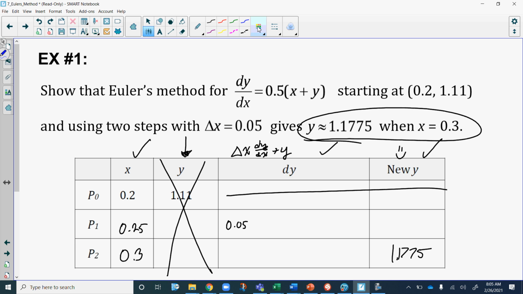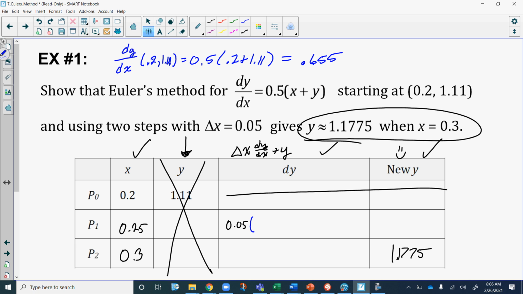Okay. So let's just do it up here at the top. So dy dx, and you could just do this on your calculator off to the side, or on your paper somewhere. In this case, we substitute the initial conditions of 0.2 for x and 1.11 for y. So we're going to say 0.5 times, in this case, 0.2 plus 1.11, and all of that is going to equal 0.655. So that's what I substitute here for the dy dx, the solution of the differential equation when I substitute whatever the previous x and y values were.